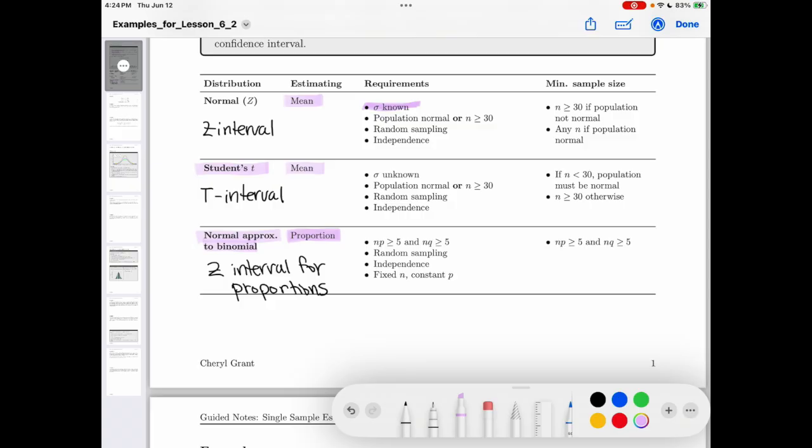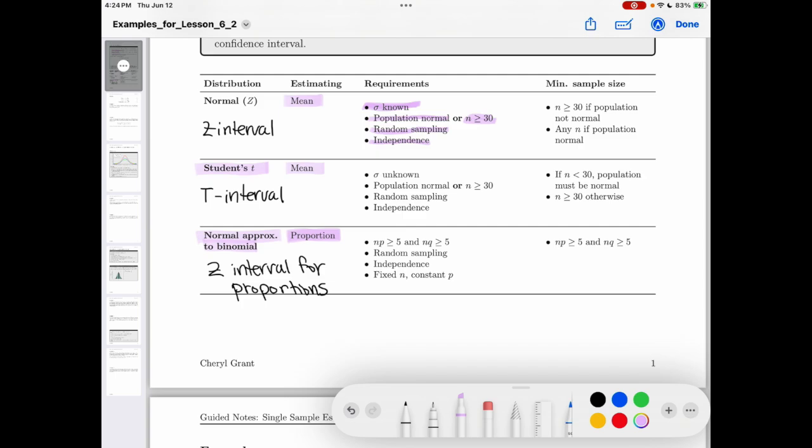So in order to use a z-interval, though, you also have to have these other requirements. The population must be normal, or the sample size must be greater than or equal to 30. The samples must be picked randomly, and the samples must be independent.